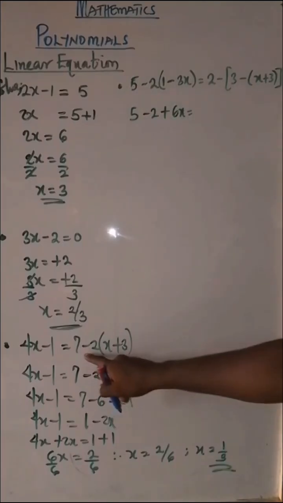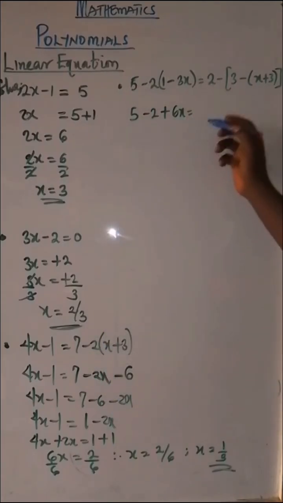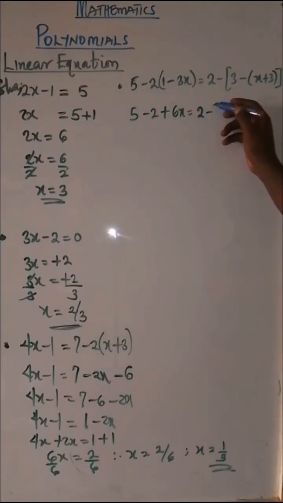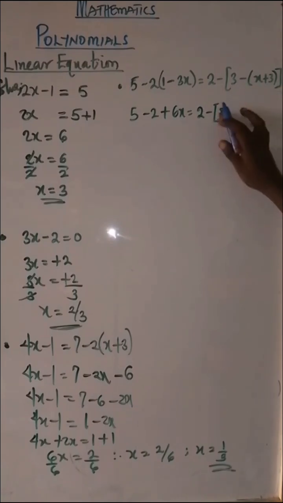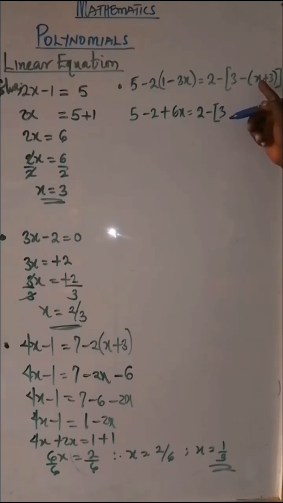I've explained that previously here. Open brackets first before you proceed. 2 minus. Then here we have another inner bracket. So write this 3 here first. Now this minus is going to affect both x and 3. So it becomes minus x. Minus and plus is always minus 3.